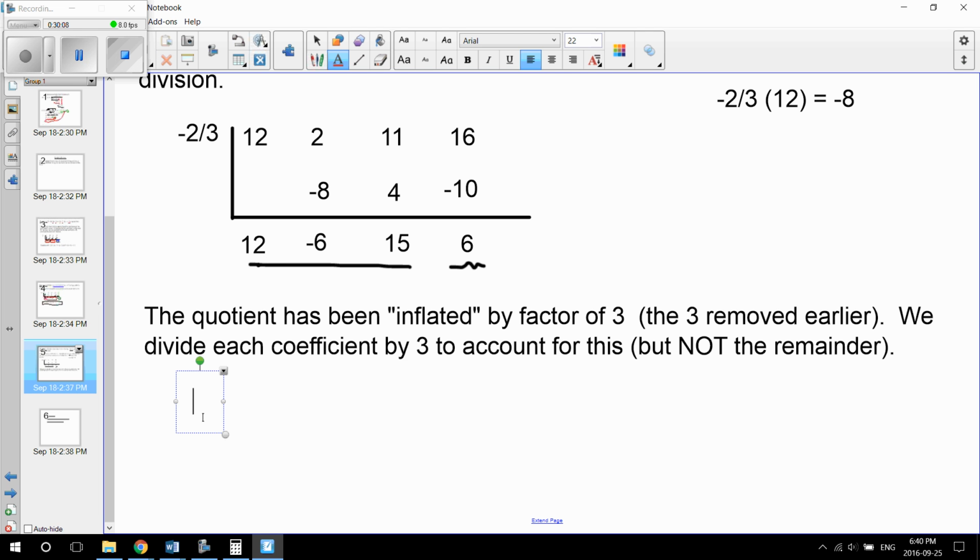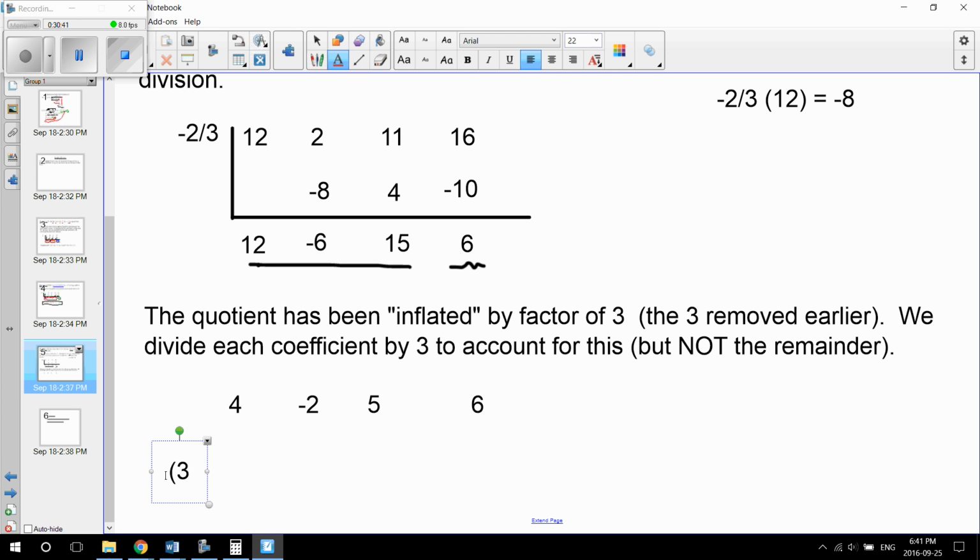So 12 divided by 3 is going to give us a 4. This negative 6 divided by 3 is going to leave us with a negative 2. Our 15 divided by 3 is going to leave us with a 5. And then remember, we don't divide our remainder. It stays the same, which is just the 6. So then we can write our final answer here.